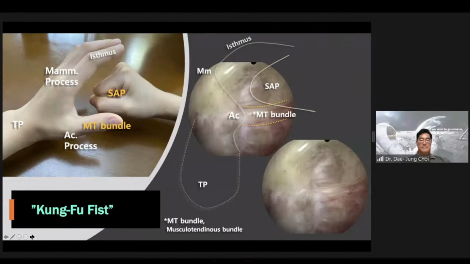You can easily remember the endoscopic anatomy around the foramen with the Kung Fu Fist. Once you see that, you can easily remember the anatomic structures in the endoscopic view. The left thumb is the empty musculotendinous bundle. The right fist is the SAP tip. If you want to see the SAP tip, which is the entrance door to the foramen, then you should run over the empty bundle. Never try to go under the empty bundle.